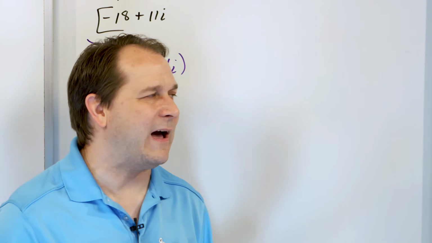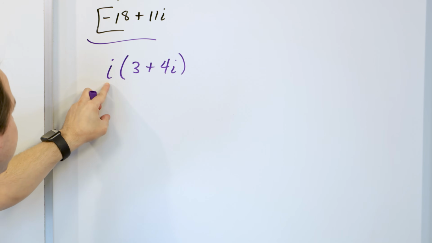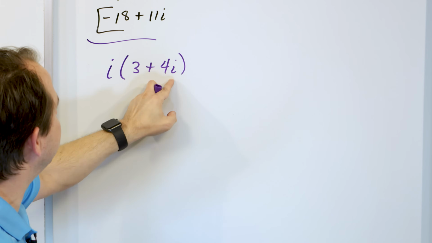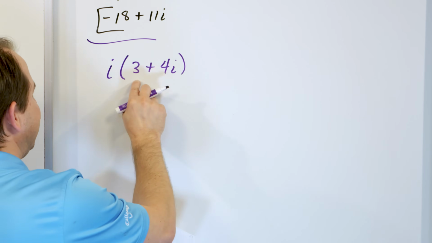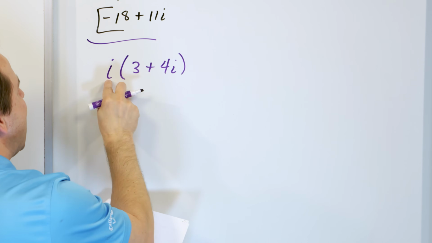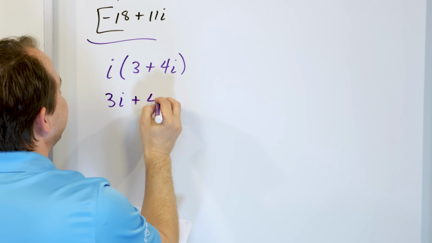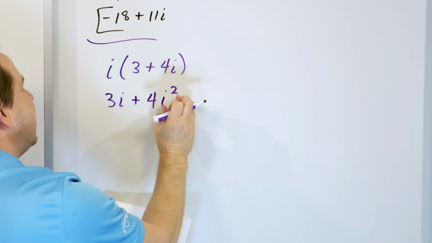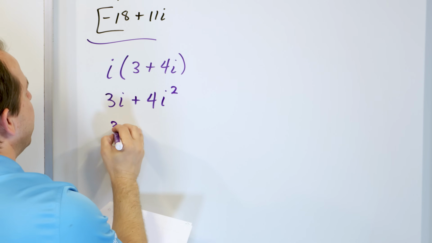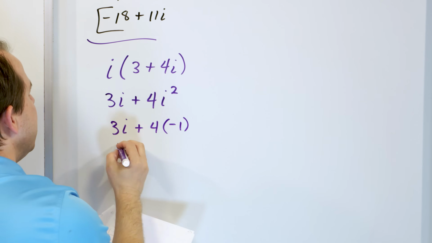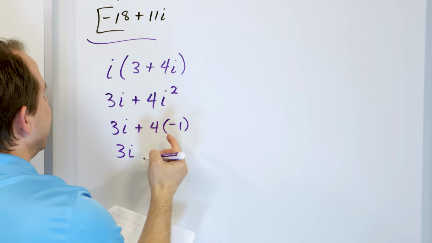You follow the rules of algebra. This i is a number. It's just not a real number. So it has to distribute into the 3, and it also has to distribute in here. So when you take i times 3, what you're going to get is 3i. And i times 4i is going to give you 4, but the i times i gives you i squared. But you now know that i squared is always negative 1. So anywhere you see that, you have to replace the i squared with negative 1. So you have 3i minus 4.